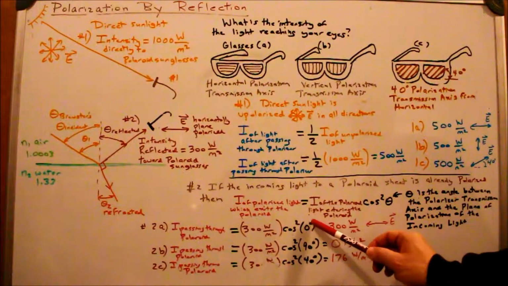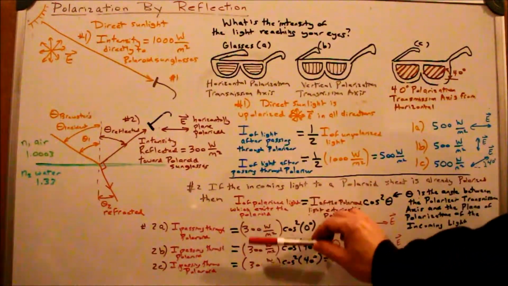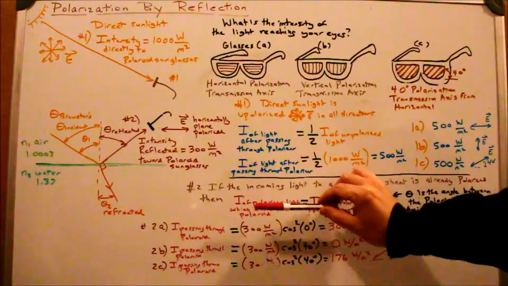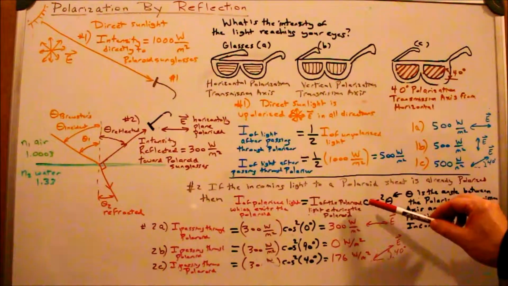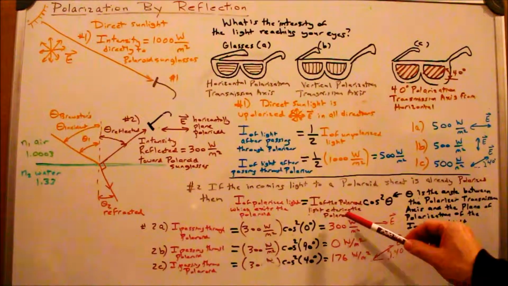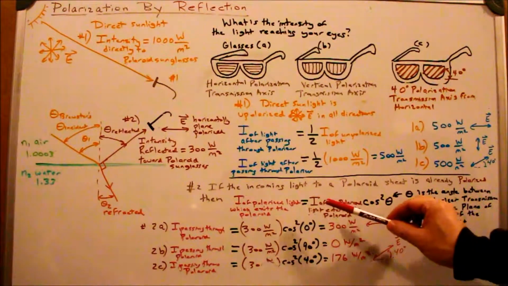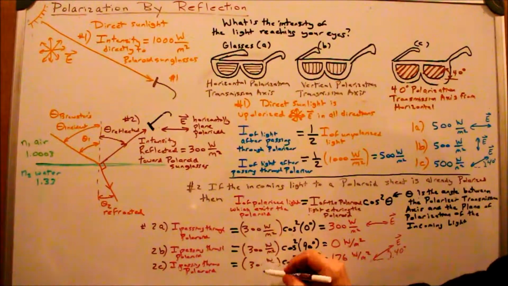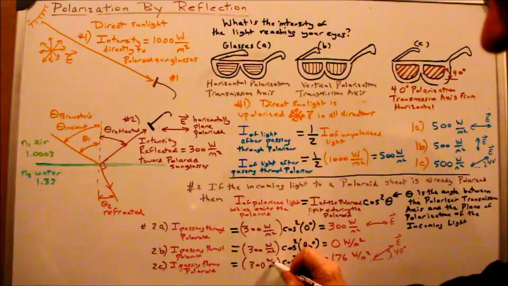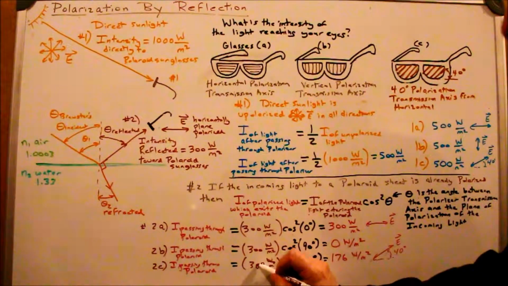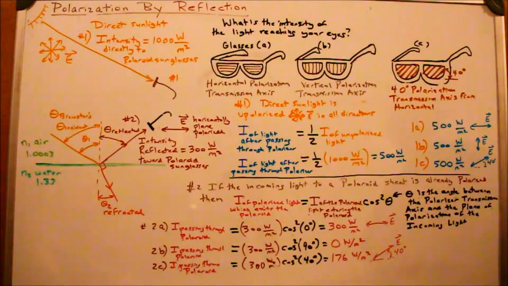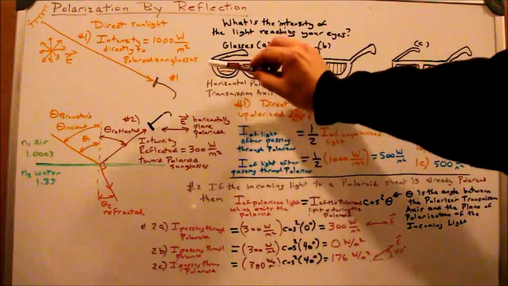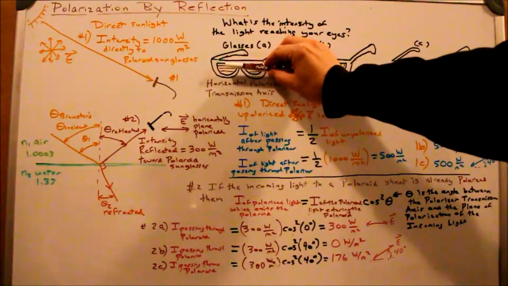So since in all these cases I already have plane polarized light coming toward it, I'm going to use this equation. And in every case, the intensity of this plane polarized light is 300 watts per meter squared. So what I need to find is the angle between the incoming light's polarization angle and the glass's transmission angle.